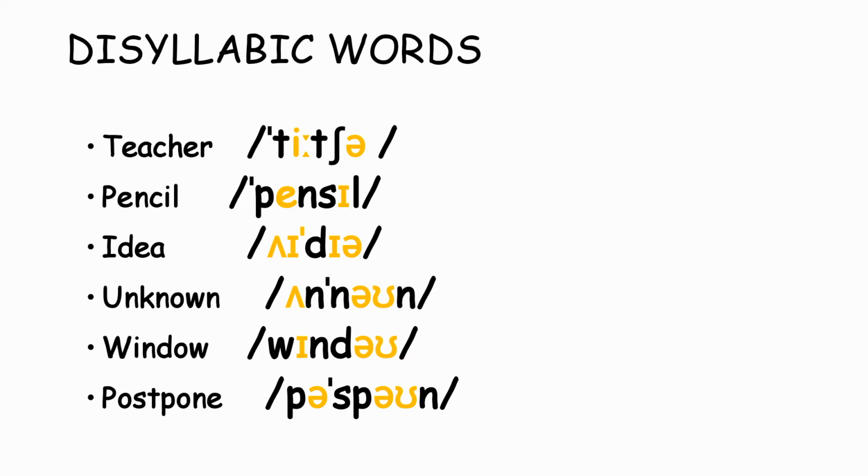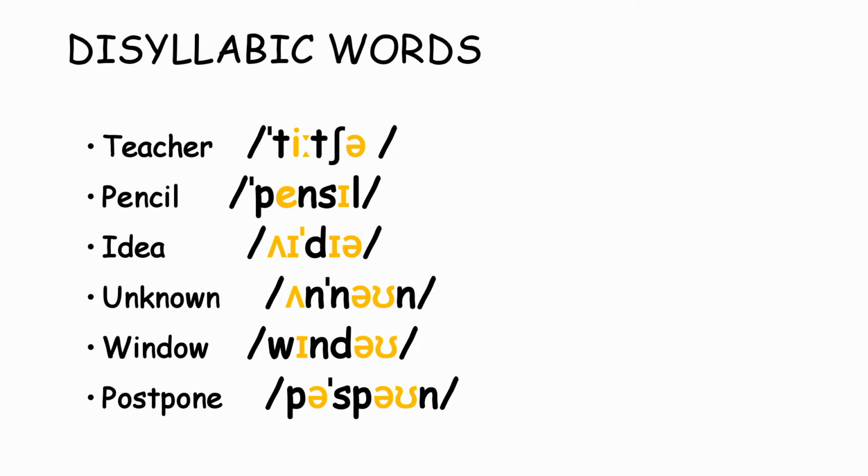Now, this list gives examples of disyllabic words. You know already what a disyllabic word is: a word in which there are only two syllables. Two syllables means two vowel sounds are present. If in any given word only two vowel sounds are present, then that word is called a disyllabic word. Now here are a few examples.